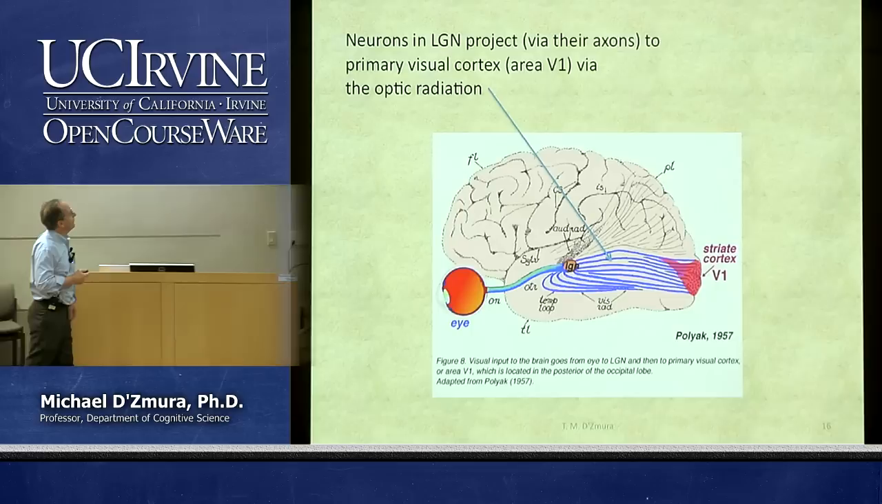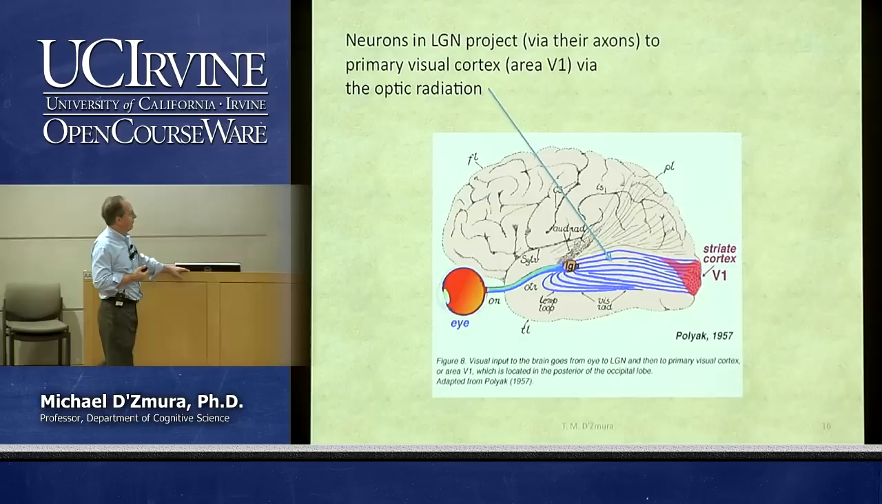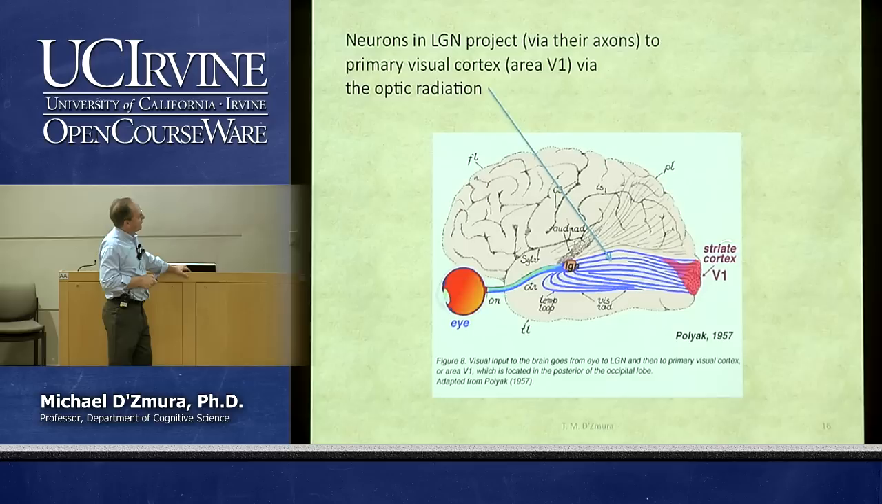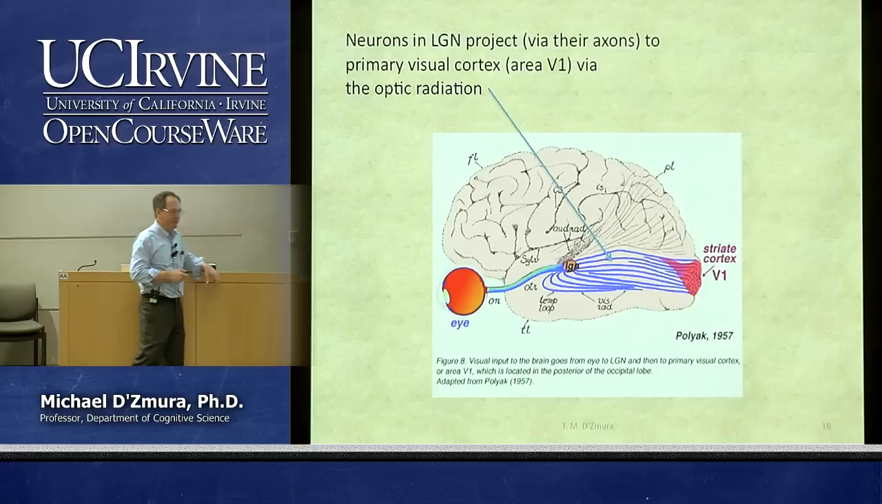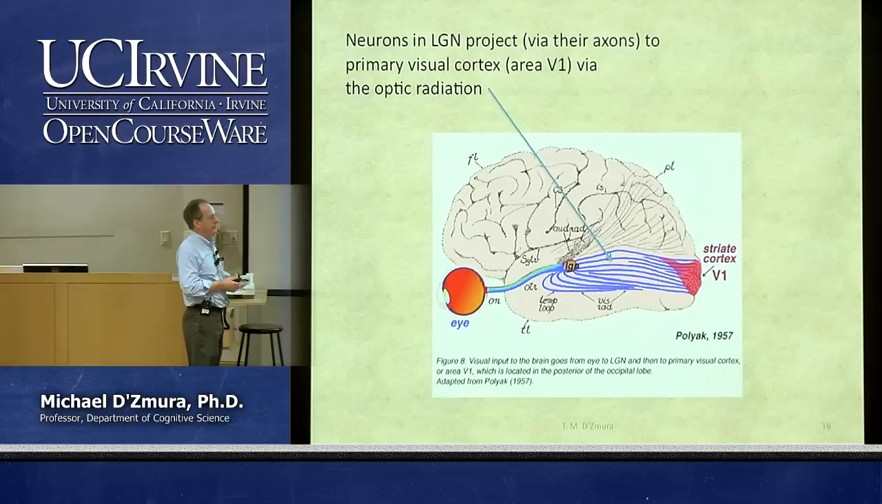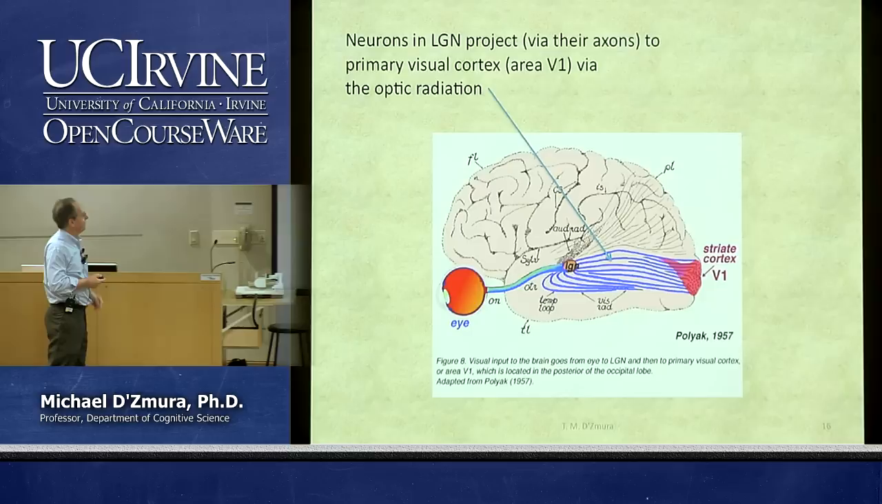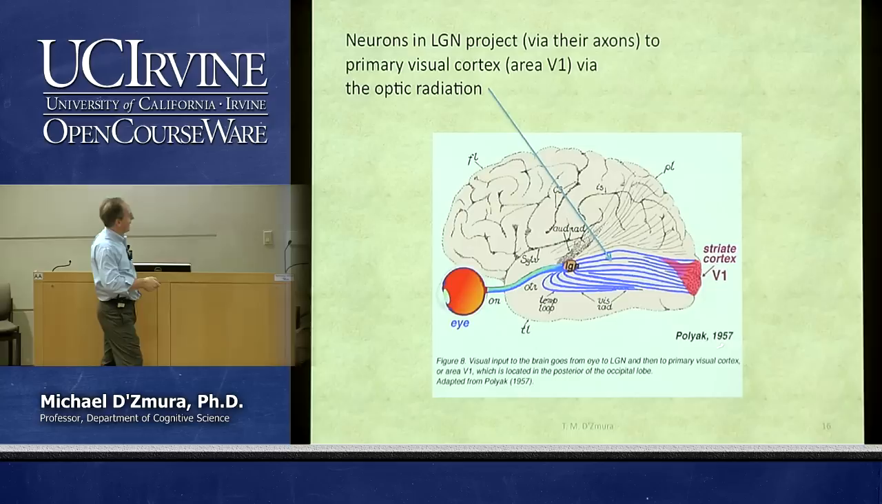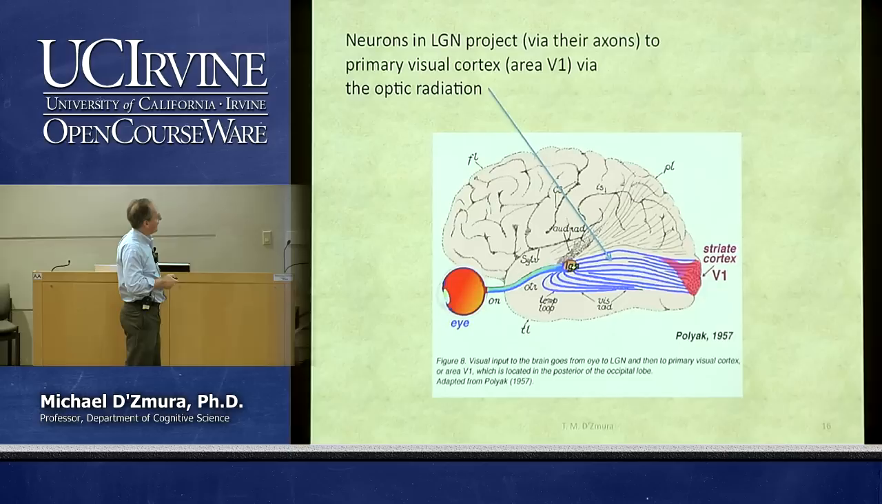So, the neurons in lateral geniculate nucleus project to primary visual cortex. There is a term for primary visual cortex that's sort of out of favor at this moment, particularly for primates and humans, and that is striate cortex, which refers to stripes that you can see in primary visual cortex of certain species. But if you see the term striate cortex, they're just talking about V1. And here's an old diagram from Polyak way back in the 50s, effectively showing the optic radiation, which is the projection from neurons in lateral geniculate nucleus up to primary visual cortex, V1.